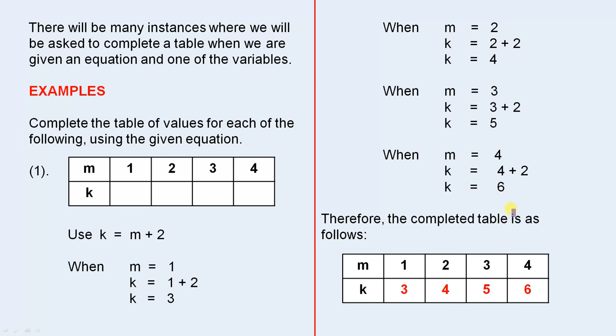So in other words, we have found the 4 different values of k for each of those different values of m, and there they are in the table. So there's the completed table: 1, 3, 2, 4, 3, 5, and 4, 6. Let's have a look at another example.